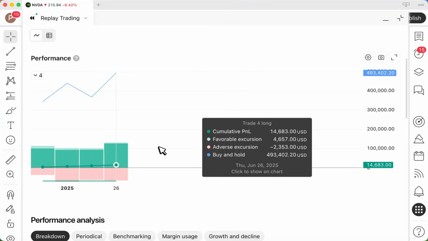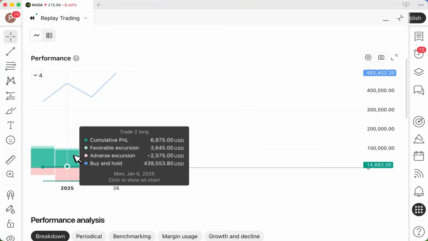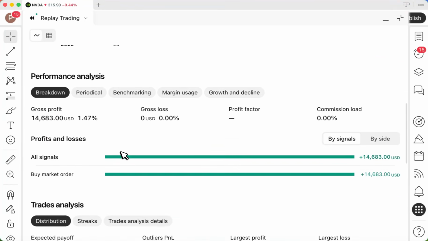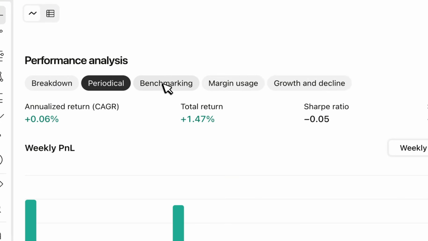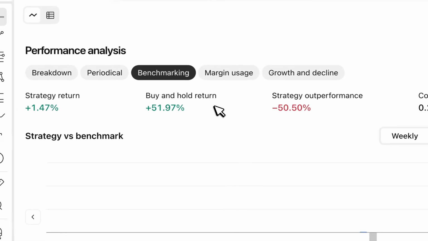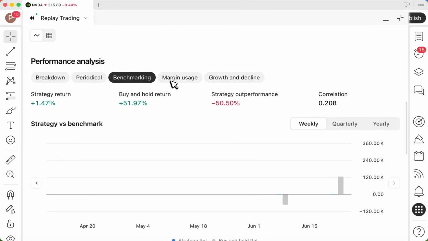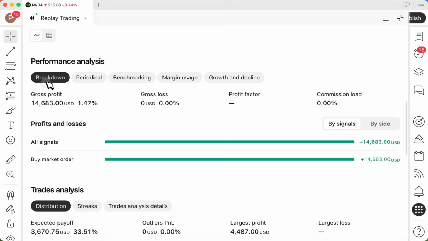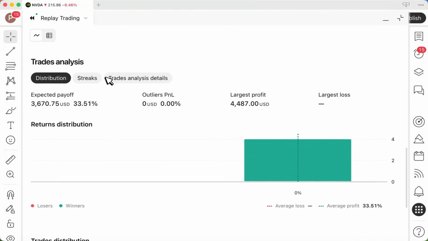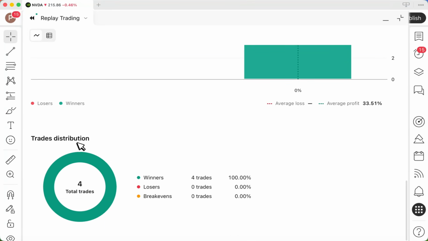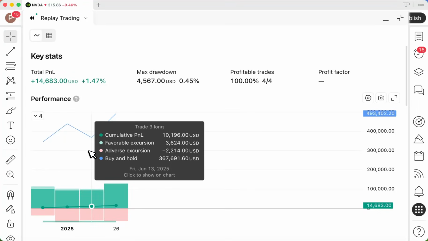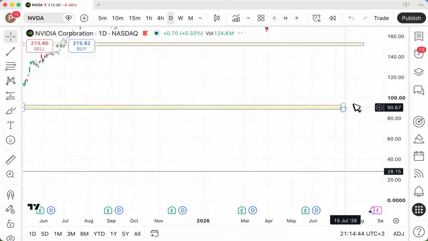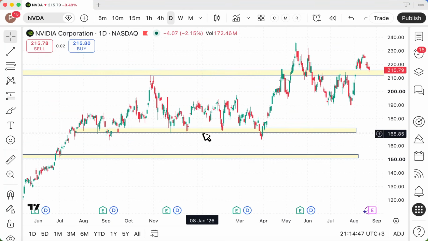And if you take a number of trades, you can just analyze the trade data for all your trades. Performance analysis, breakdown, periodical, benchmarking against a strategy, buy and hold, etc. How much margin I used, which I didn't, and other more complicated metrics here. Trades analysis. We will look into this in more detail in another longer video. So this is how you can use bar replay mode to practice trading on your TradingView.